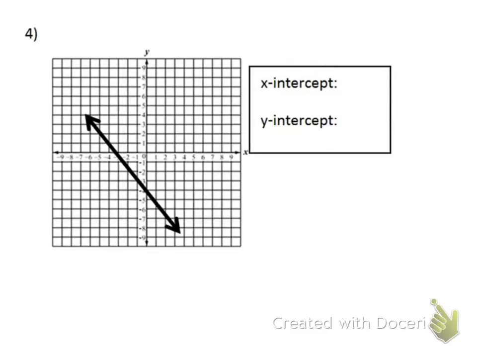Number 4. Where is this one crossing the x-axis? All right. Good. Where is it crossing the y-axis? Negative 4. Very good. Again, if you're kind of stuck, you can go ahead and put points there. It makes it a little easier. Any questions?